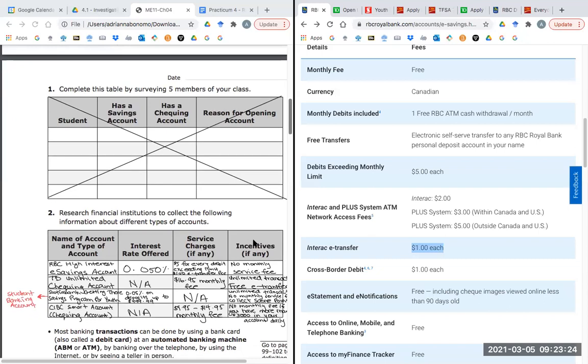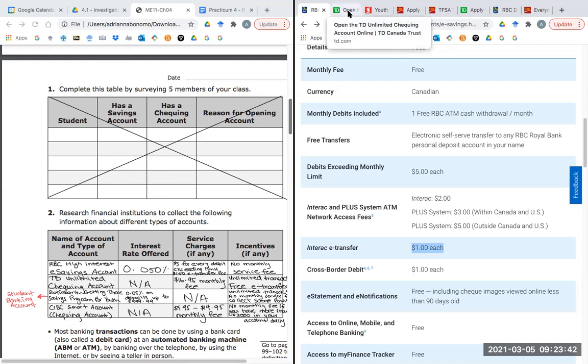Incentives are anything that will draw you into opening up that bank account. And in this case, one of the incentives is there's no monthly service fee, which is great. Every month, you don't have to pay an amount for having that account open. So that was the RBC high interest savings account.